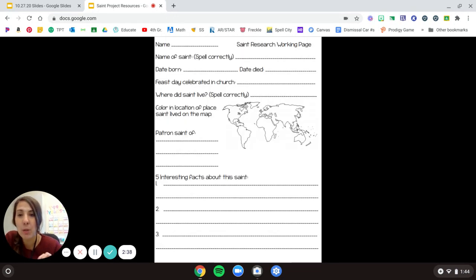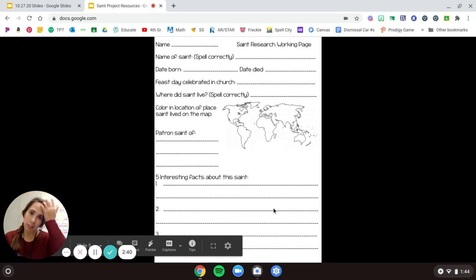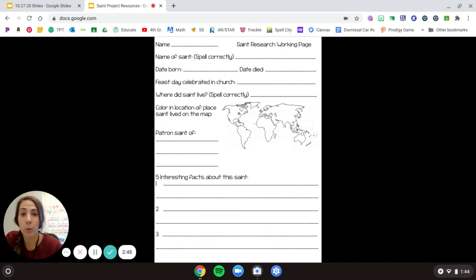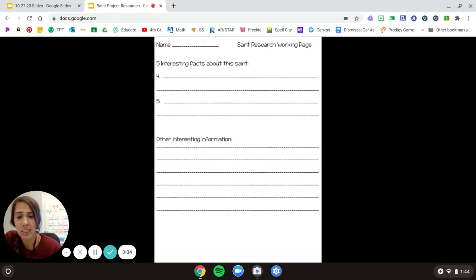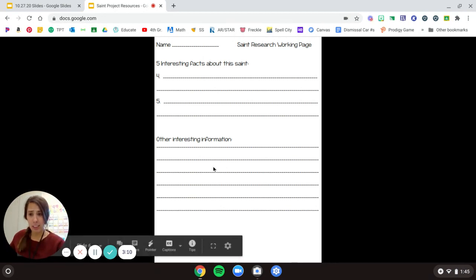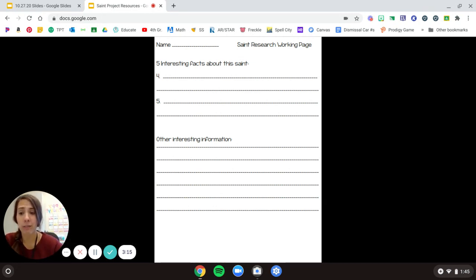Next up, you have a working page to help you take notes about your saint. Okay, so you'll have your saint's name, make sure you spell it correctly. When they were born and when they died, the feast day they celebrate in the church, where did they live, or where were they from? You can tell us too. And then color as best as you can on the map the area they were from. Tell me what they're the patron saint of. And you're going to list five interesting facts, and I'll continue on the back side of that page. And then anything else you find that's really interesting, because this will help make your paper and your speech better, but you need to have a minimum of those five at least, okay?